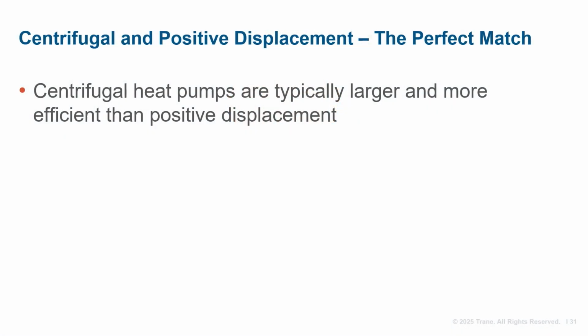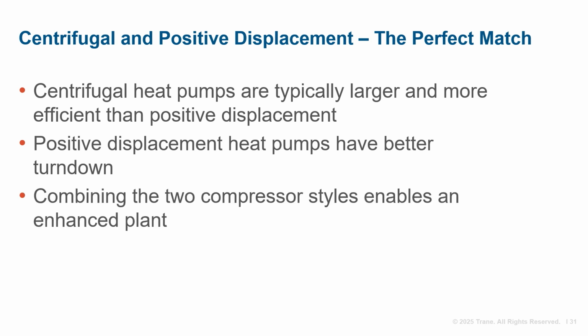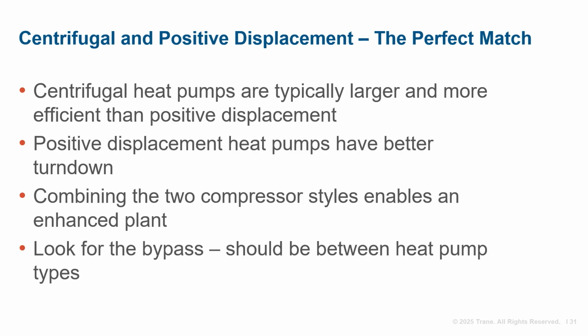Combining centrifugal heat pumps with positive displacement units enhances the plant operation. Centrifugal units are typically larger and more efficient, but may be limited in turndown, especially under high lift. Positive displacement units have the turndown that centrifugal units often lack. Combining the two creates an optimal plant when designed properly. In order to see the benefit, the centrifugal unit needs to be preferentially loaded. Look for the bypass.